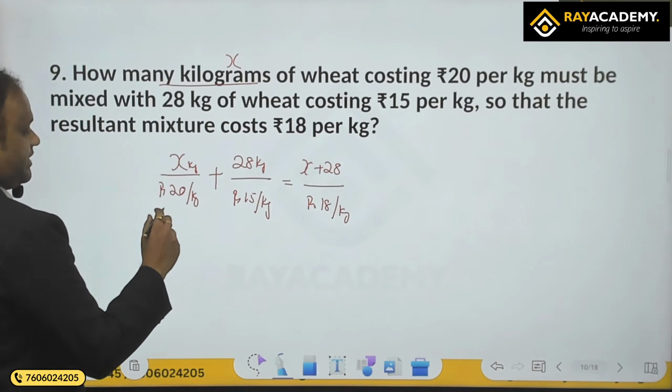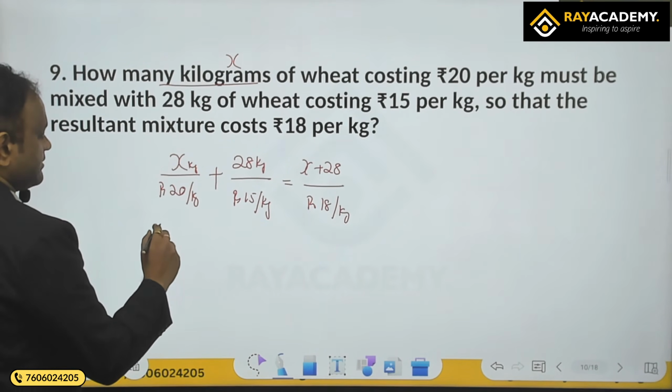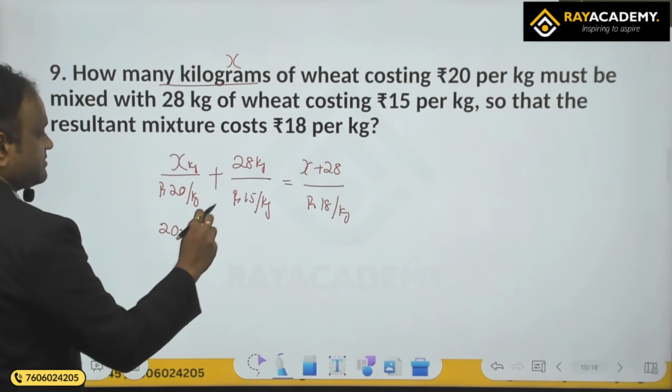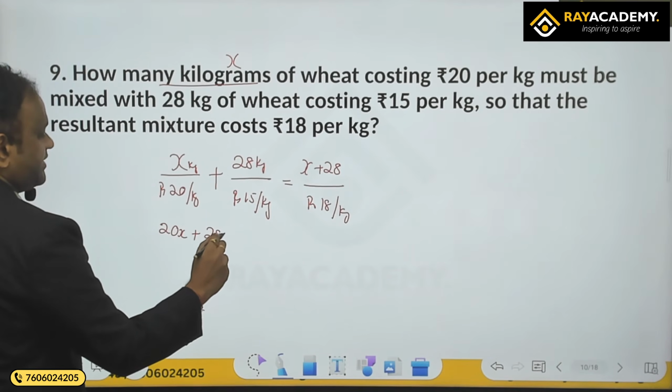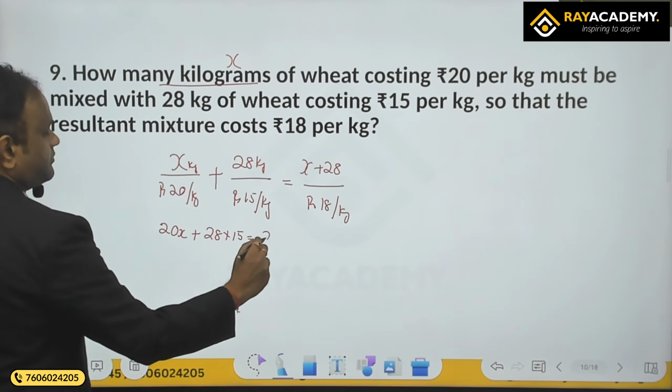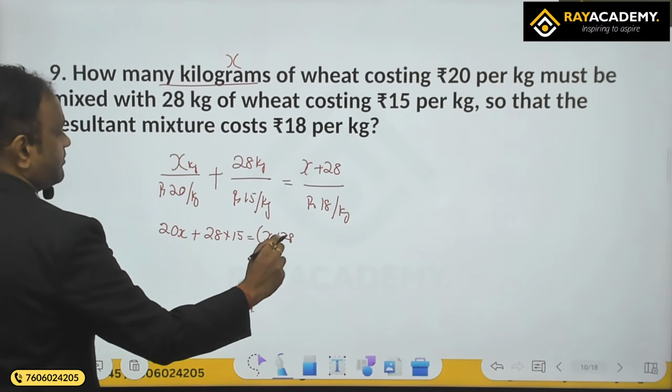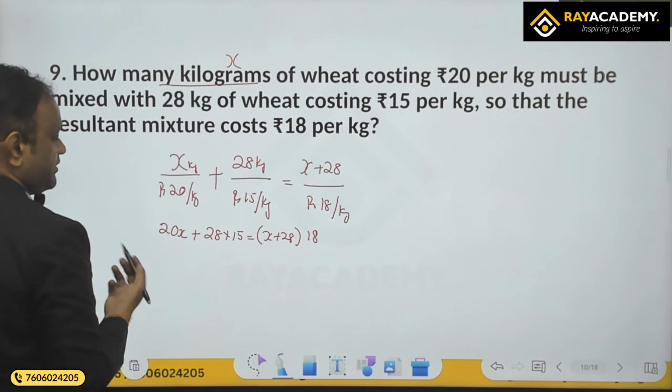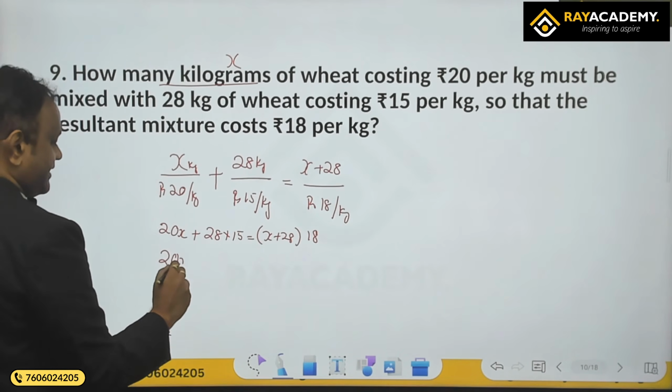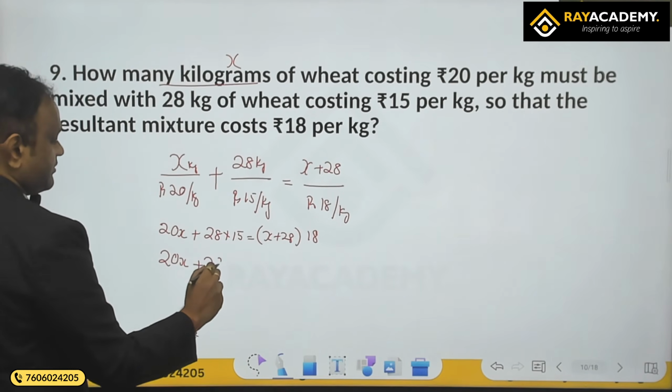Total rupees for x kg at 20 rupees per kg is 20x, plus this is 28 into 15. This gives you x plus 28 multiplied with 18. Now you need to solve. So you can say 20x, you can keep 28 into 15 as it is.